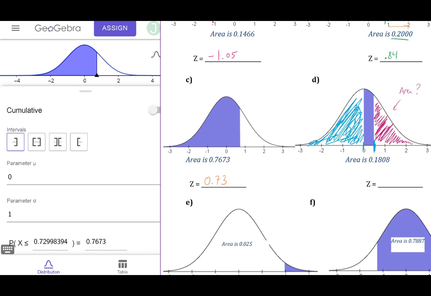My lower z-score, which I'll write over here, is going to be 0, because that's just the way the graph is drawn. I know that the z-score 0 is the lower bound. We don't need to do too many calculations or worry about that one. For my upper z-score, though, that's what we don't know. My upper z-score is what we're trying to find.